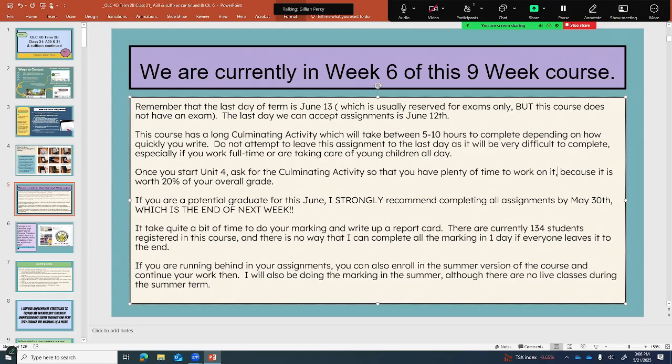I have a huge stack of marking right now. I currently have 134 students. There is no way I can complete all the marking in one day if everybody decides to leave it to June 13th. Okay, so get it in early as much as you can.